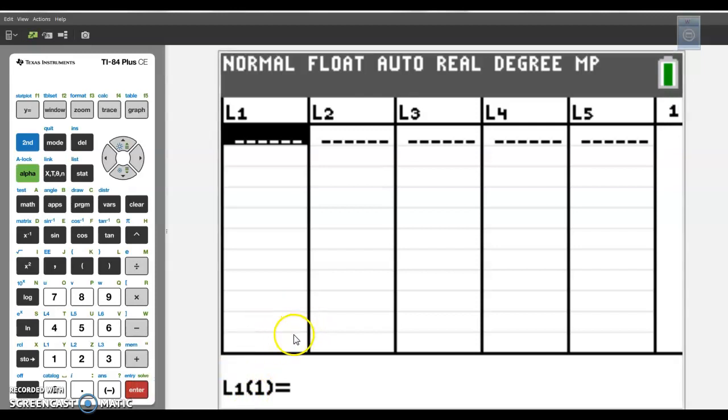All right, so that is quartiles and box plots, so now you can do your homework.